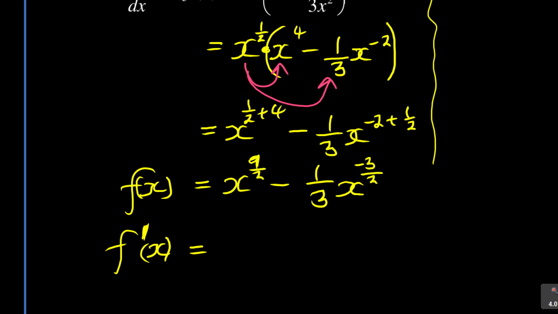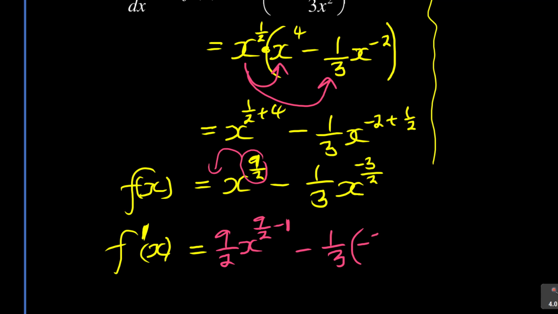So let's apply the rules now. Remember the 9, what does it do? The 9 over 2 goes down, becoming 9 over 2 x to the power 9 over 2 subtract 1. Please apply this. That's where your marks are also. Don't take shortcuts. Minus 1 over 3, I drop the 1 over 3, and then in brackets negative 3 over 2.